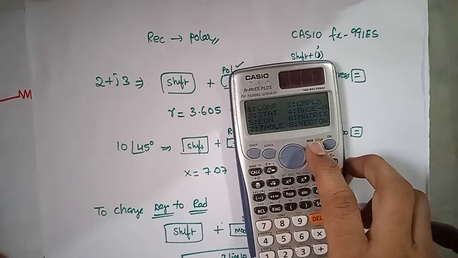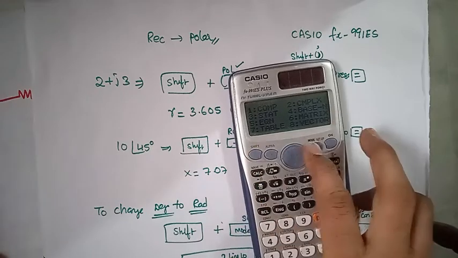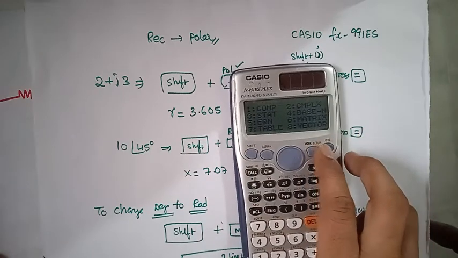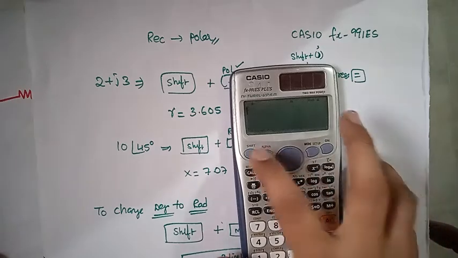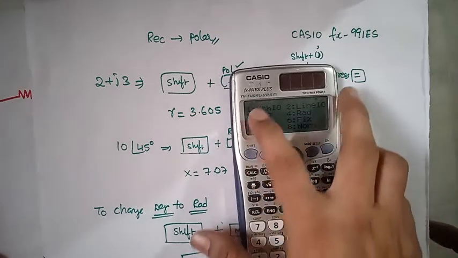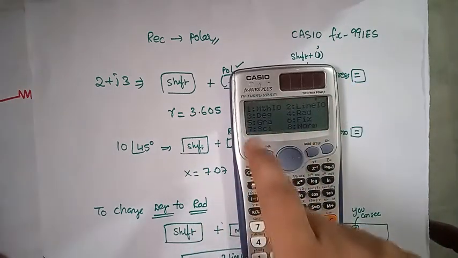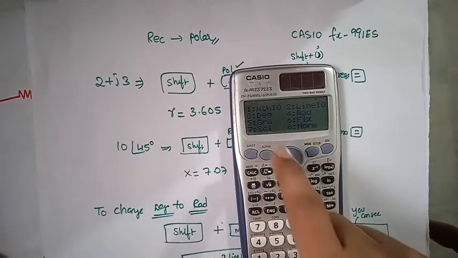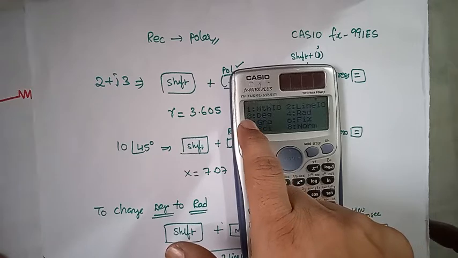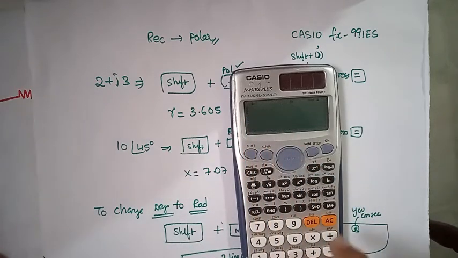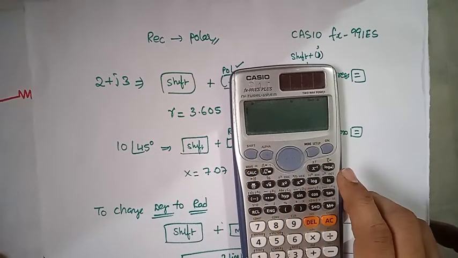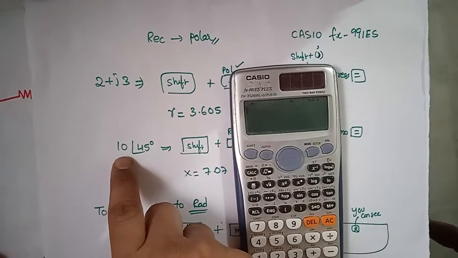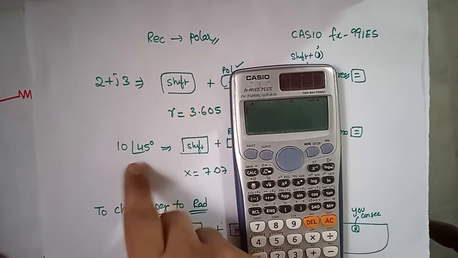If you press Shift Mode, it is going to display the options like this: Math, Deg, Gra, Rad, Fix, Norm. So ensure that your calculator is in degrees. I need to convert 10 at an angle of 45 degrees to rectangular form.